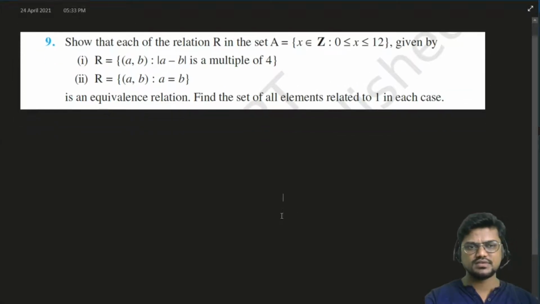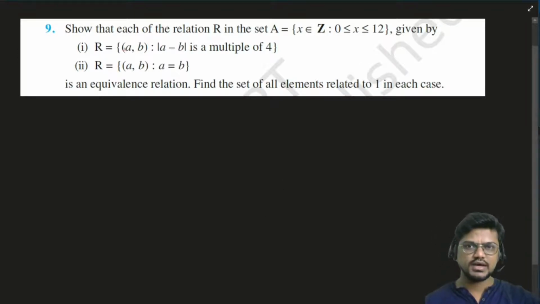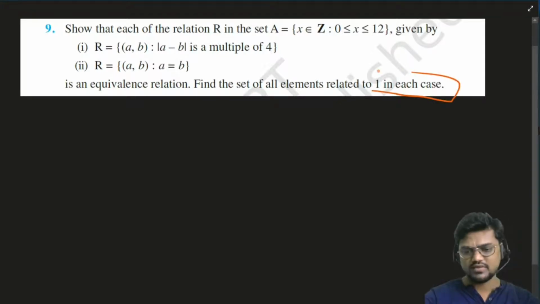Now see over here what is given. Show that each of the relations in the set A, where x belongs to Z, Z meaning integers, and x lies between 0 and 12, given by the relation, is an equivalence relation. You also have to find the set of all elements related to 1 in each case. Fine, that we will do later on.